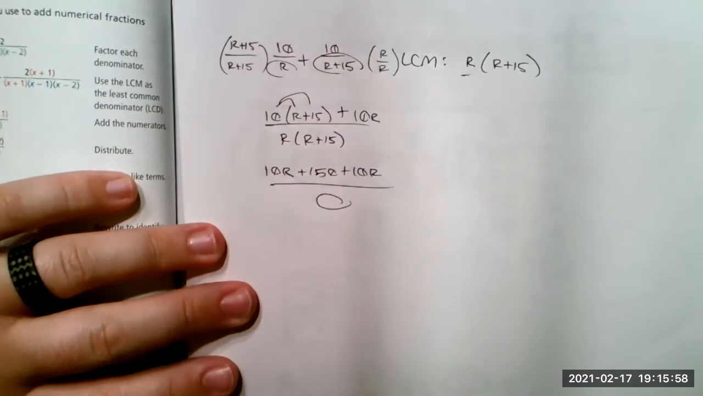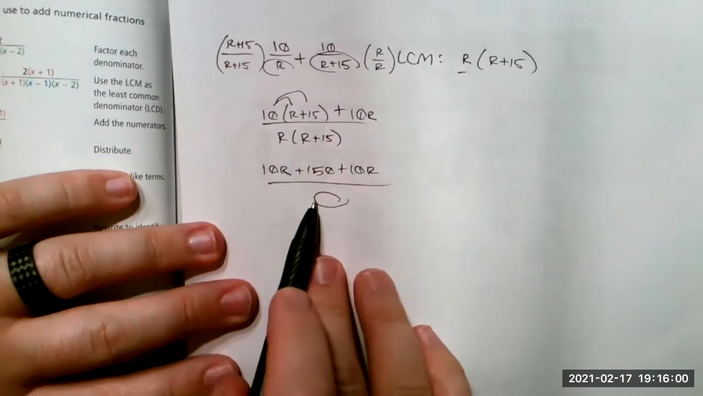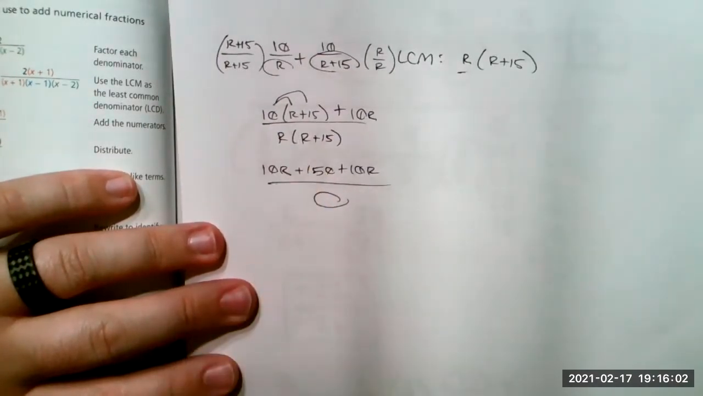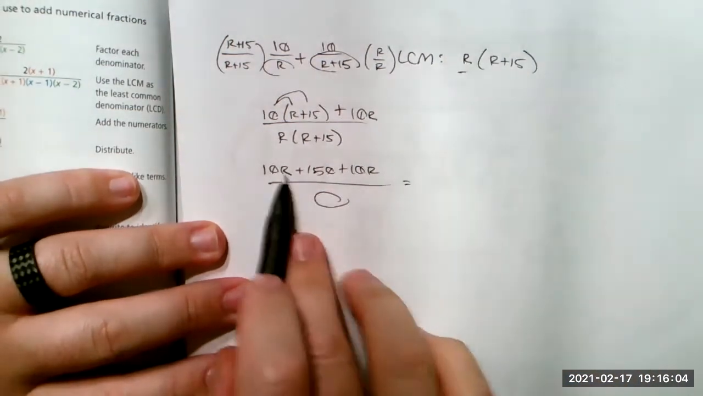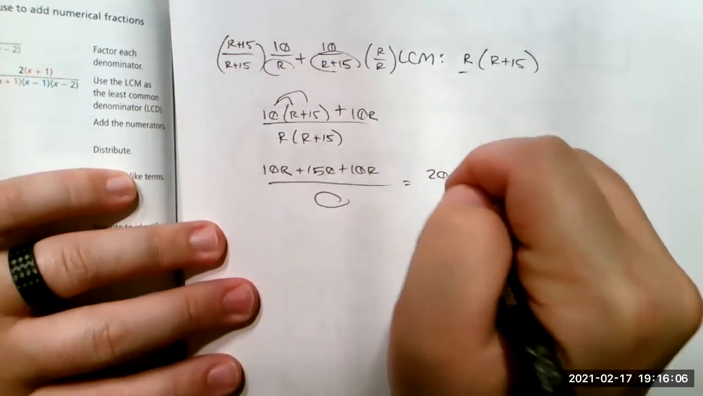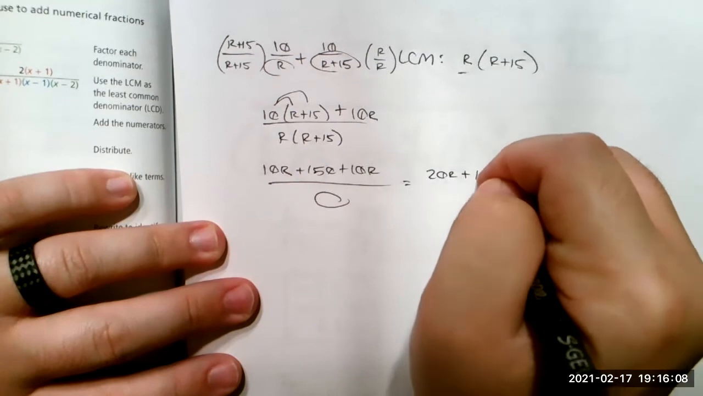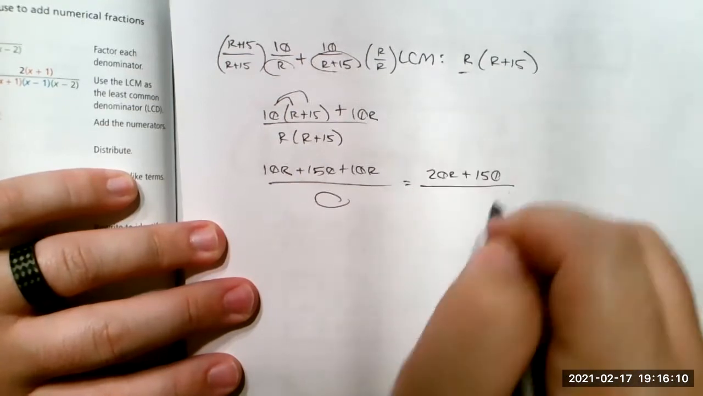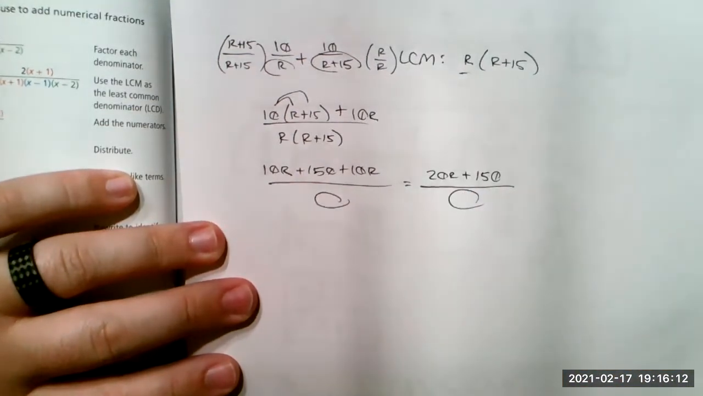And again, just to save some time, I still have that denominator. It's still there. I'm just not rewriting it. If I combine like terms, 10r plus 10r is 20r, and then I add that to 150, and then I still have that same common denominator.